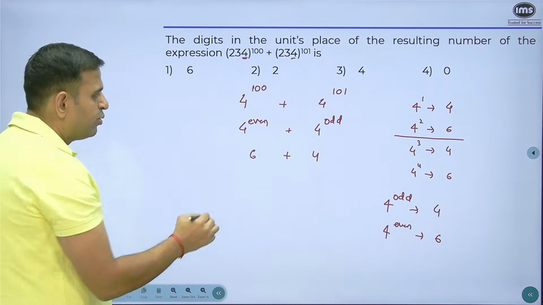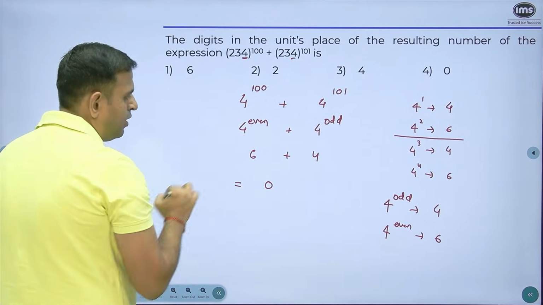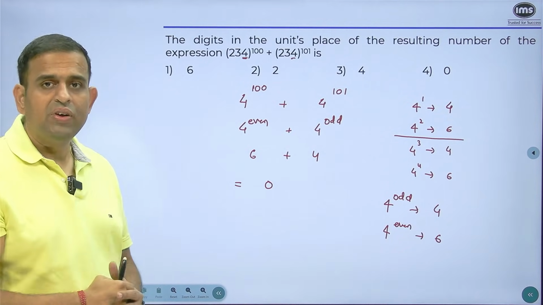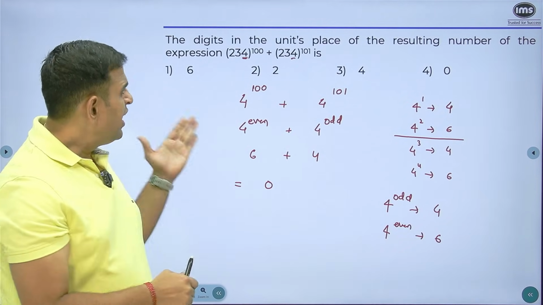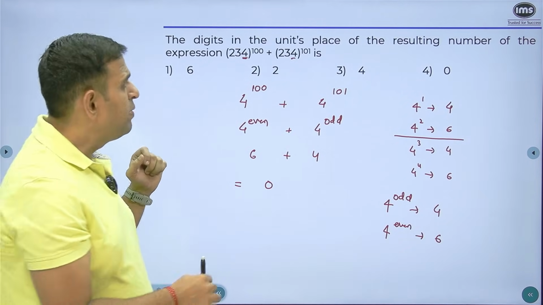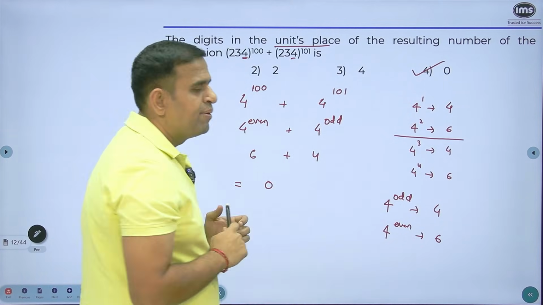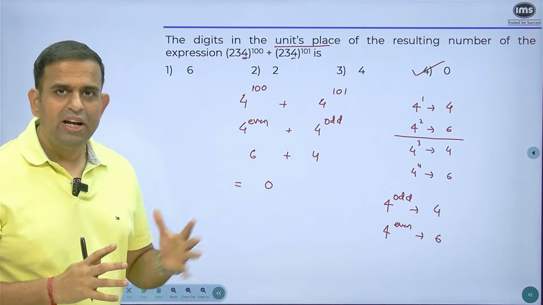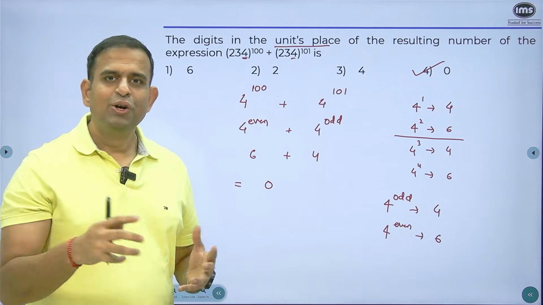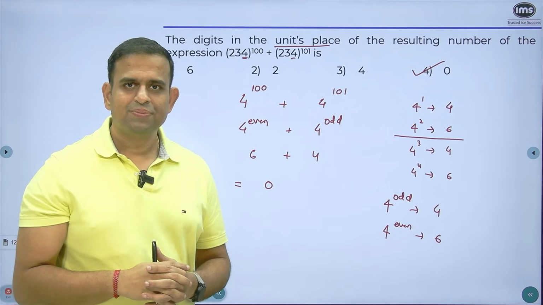And 6 plus 4 is going to end with a 0 in the last place. Hence, for this particular question, the unit place or the last digit came out to be 0. Hence, option number 4 is the answer for this particular question.